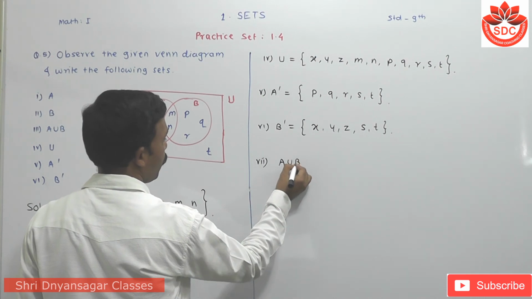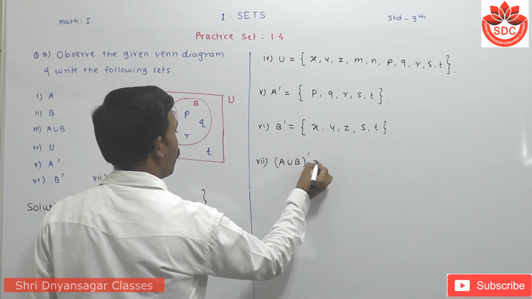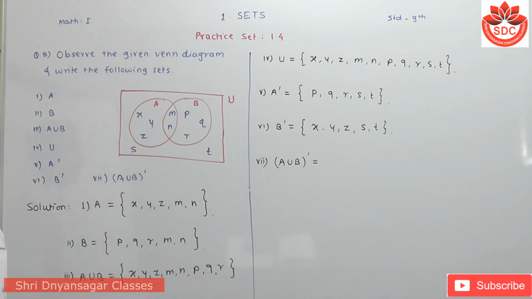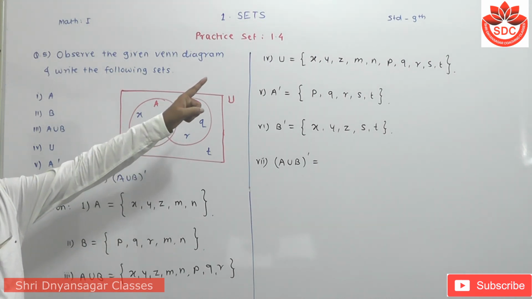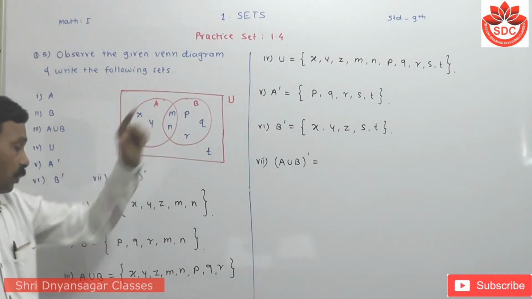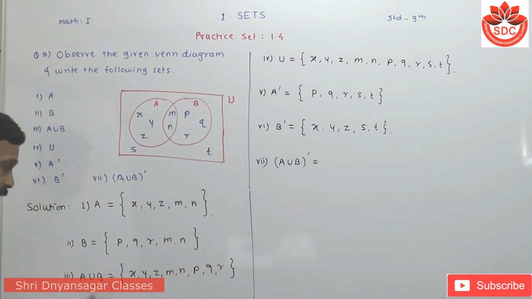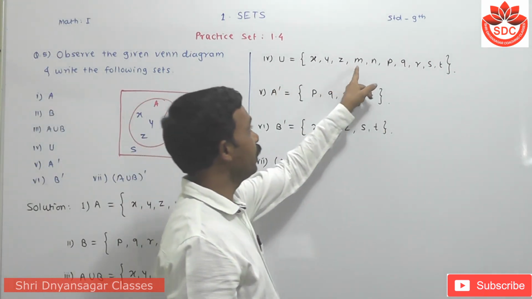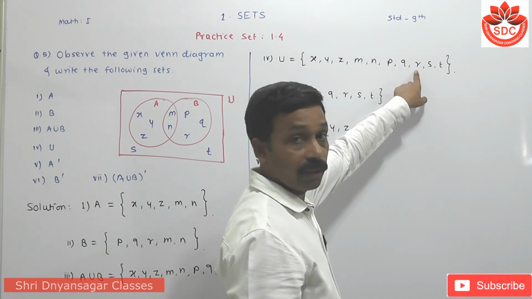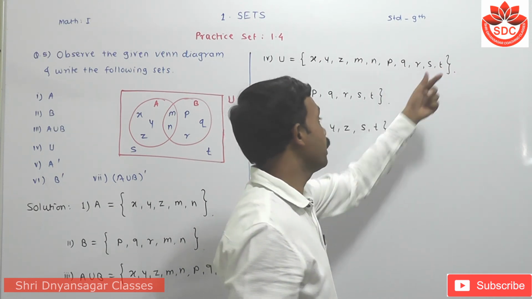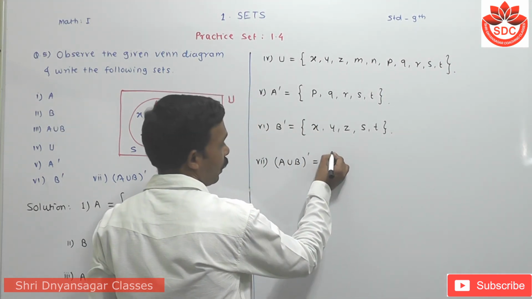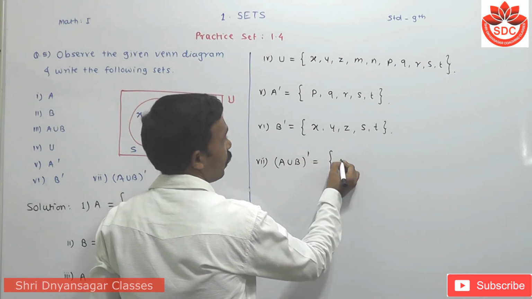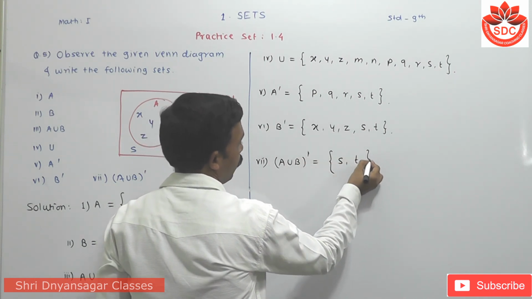Then the last one is the seventh. A union B's complement. A union B's complement means that we take the A union B set and the U set. Now the elements which are present in U but not in A union B. Look carefully, X, Y, Z, M, N, P, Q, R are present in A union B. The remaining are S and T. So its complement is the elements S and T.